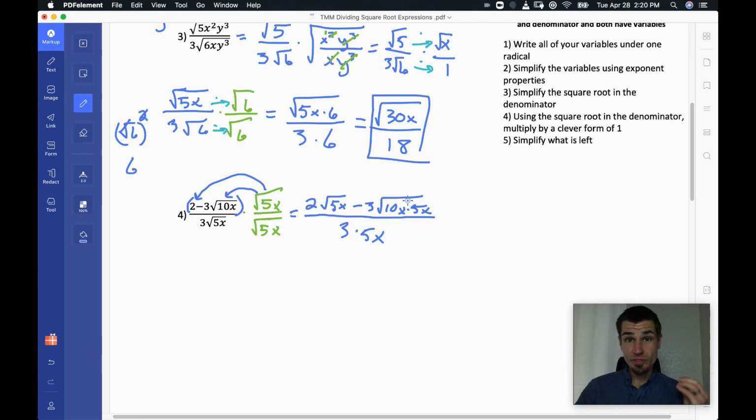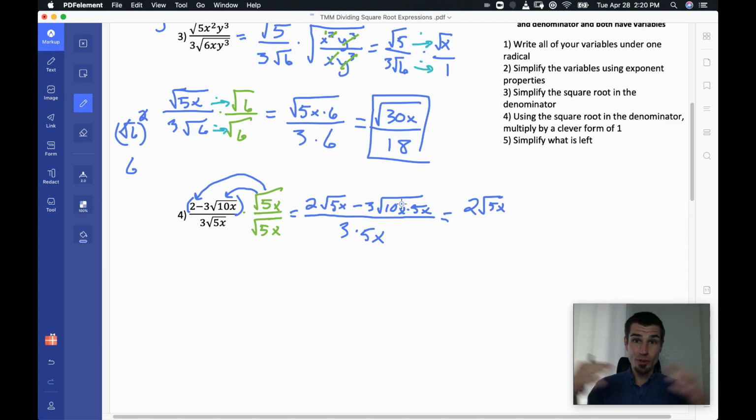So we always simplify what's under a radical, so we want to check everything under these radicals, okay? Here, this term, we can't do anything with it. This is still just going to stay 2 square root of 5x. Now this term though, take a look. Underneath the radical, we have a 10 and a 5. So we can actually do something with this.